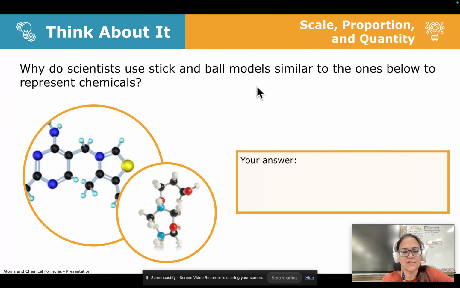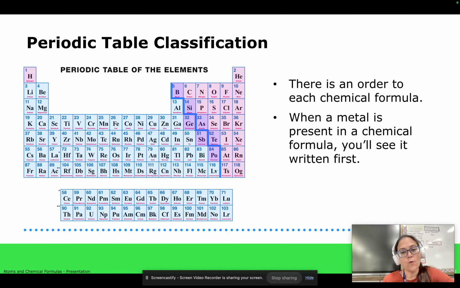So why do scientists use stick and ball models similar to the ones below to represent chemicals? What do you think? Why would they use something like this to show us what compounds might look like? There is an order to each chemical formula. When a metal is present in a chemical formula, you'll see it written first. That's good to know. Like in salt, NaCl, sodium chlorine, the sodium goes first because that's a metal. Chlorine is a nonmetal, so it goes second.